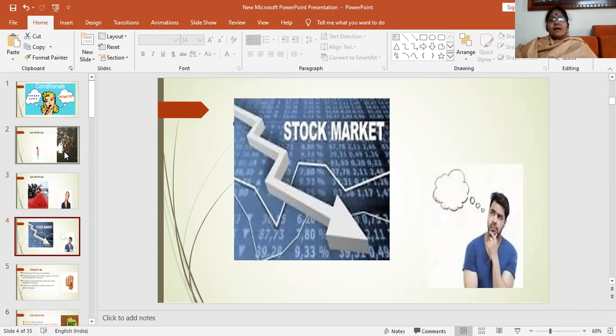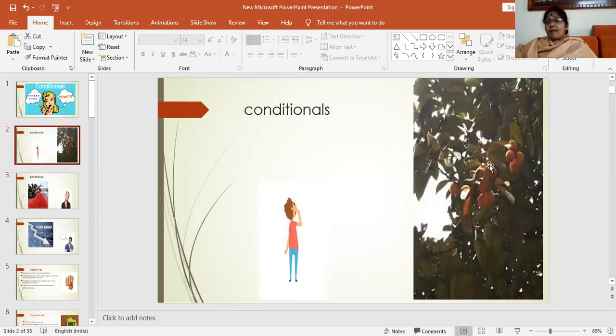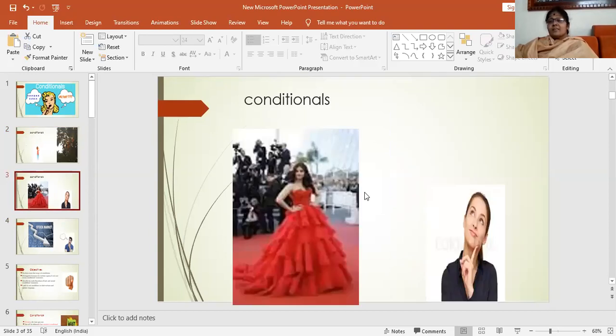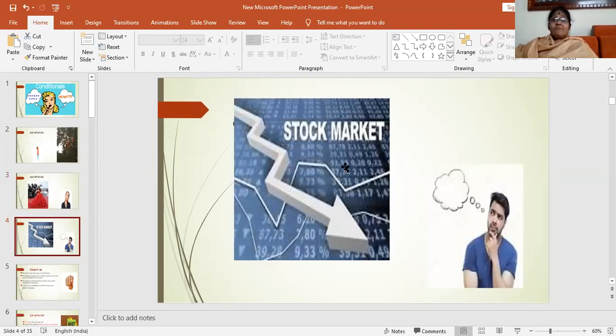The common thing that we have said in these three pictures is the if condition. That is, if I were tall, I would have plucked these fruits, right? Or if I were as beautiful as Aishwarya Rai, I would have been walking on the red carpet now. Or if the stock market is good, if the value of shares is good, then I will invest, or I would have invested, right? So in all these, we are using the if condition, right?